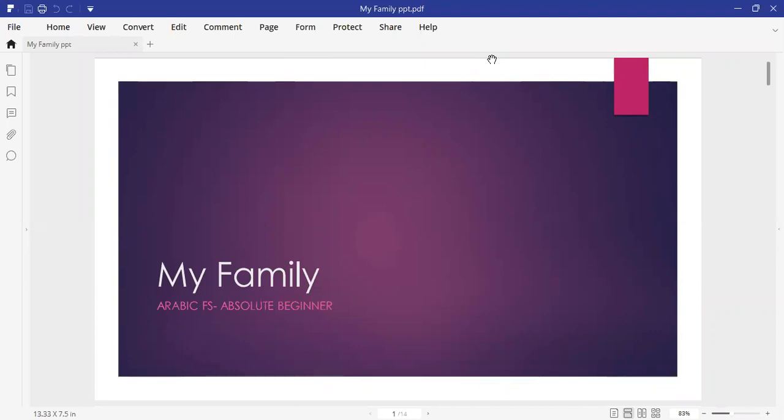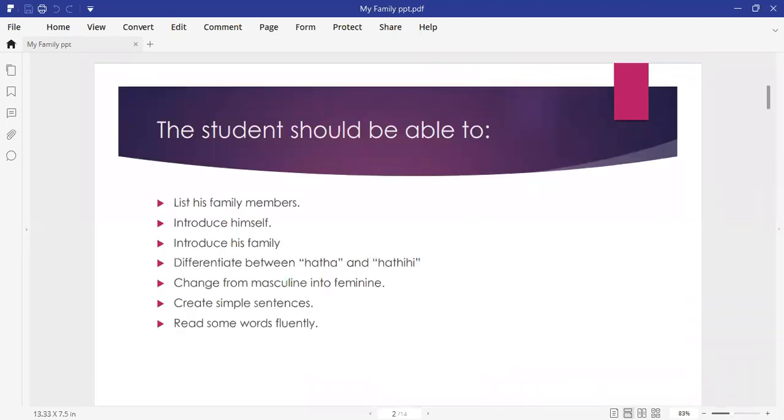Today we are going to start with our first lesson for this year for our curriculum for you as absolute beginner students. Let's start. As you see, the title of our lesson is My Family. Let's start first by introducing the objectives of this lesson.